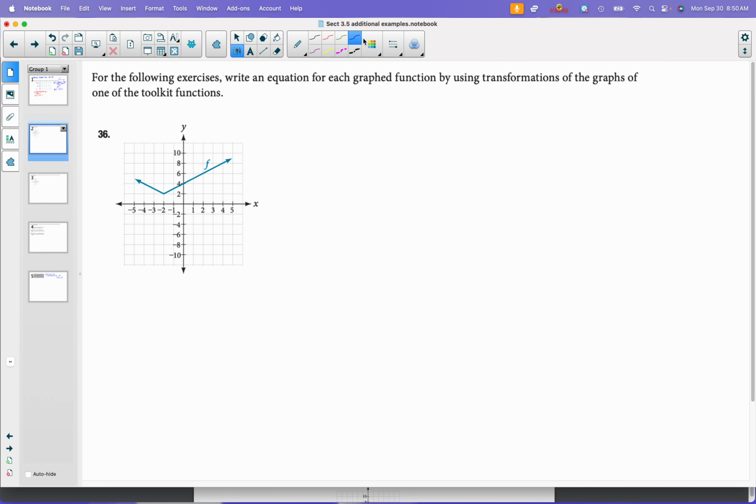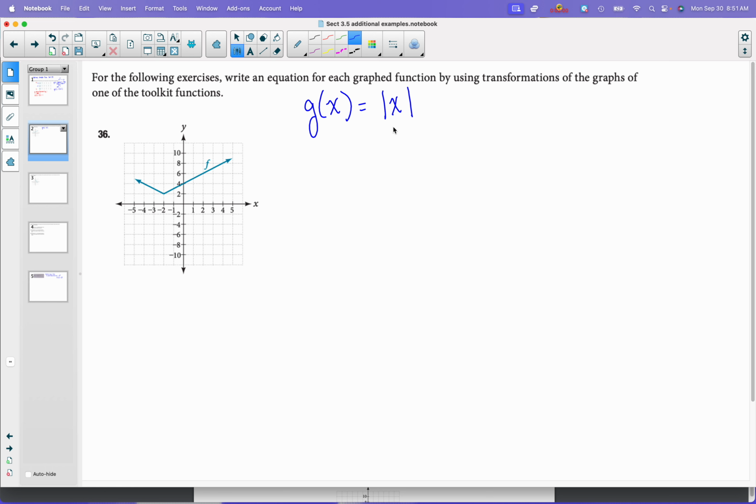All right, on this next problem, this is number 36 from your textbook, and it says to write an equation for each graph function by using transformation of the graphs of one of the toolkit functions. I had given you a printout from your textbook that had all the toolkit functions, the parent graph toolkit we had in Algebra 2. So when you look at this, I'm going to give it a different name, I'm going to call it g of x for my parent graph, which is the absolute value of x. So we know we have a v-shaped graph, so we have the absolute value of x.